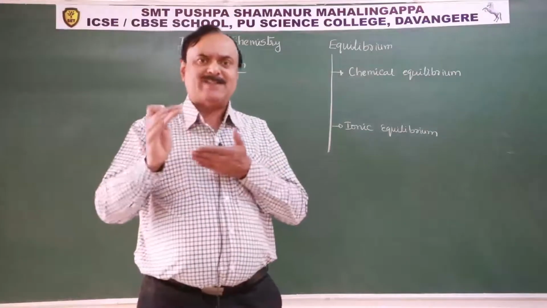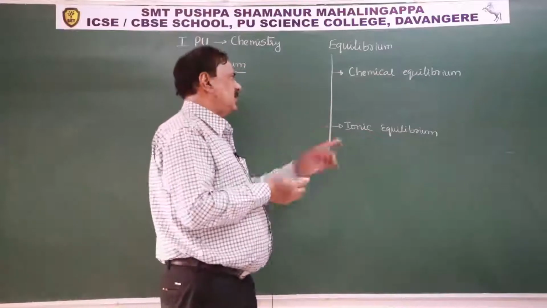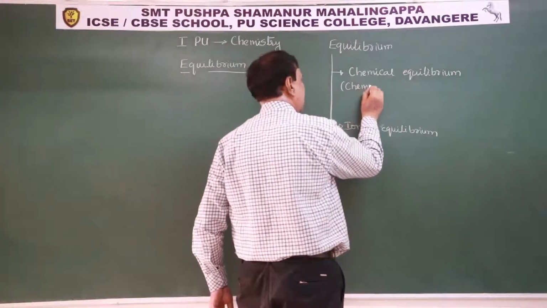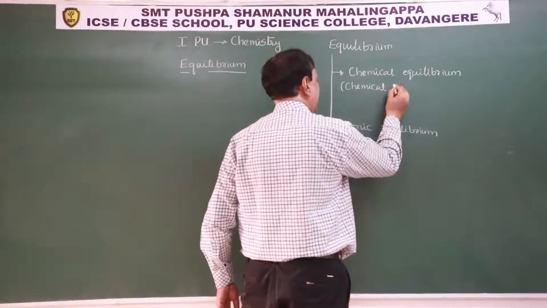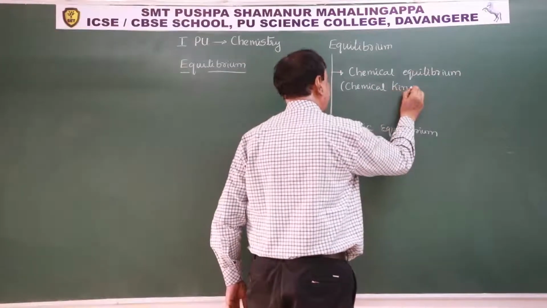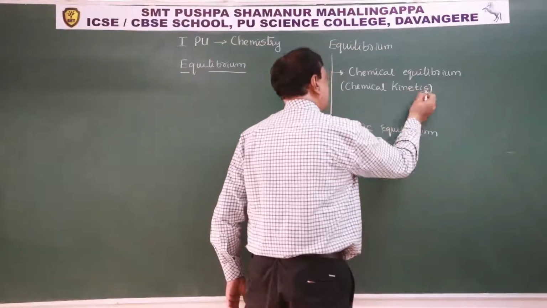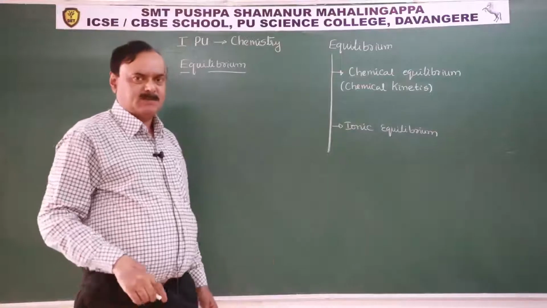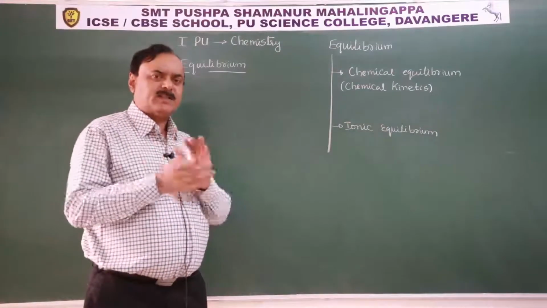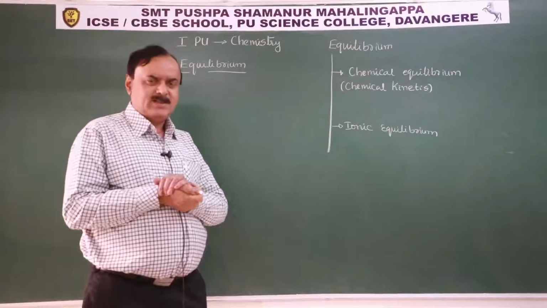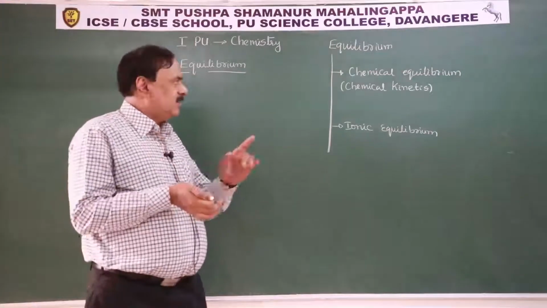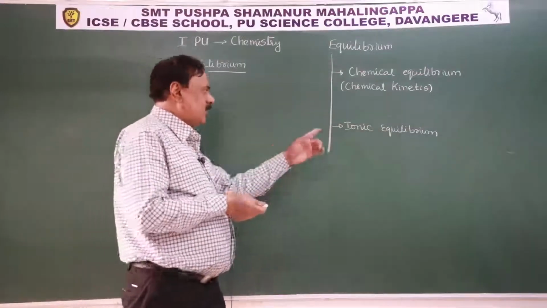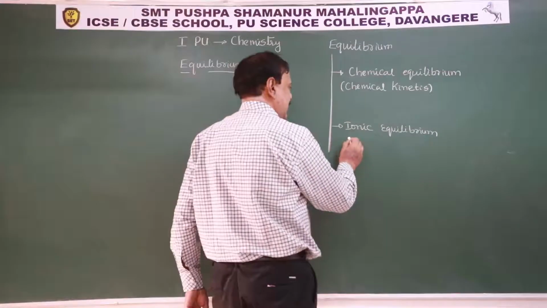If you thoroughly understand the concept of chemical equilibrium, then in second year PUC there is a chapter based upon it, that is chemical kinetics. Chemical kinetics is the extension of the chemical equilibrium chapter. Be thorough with chemical equilibrium in first year, then in second year chemical kinetics is the easiest chapter for you.